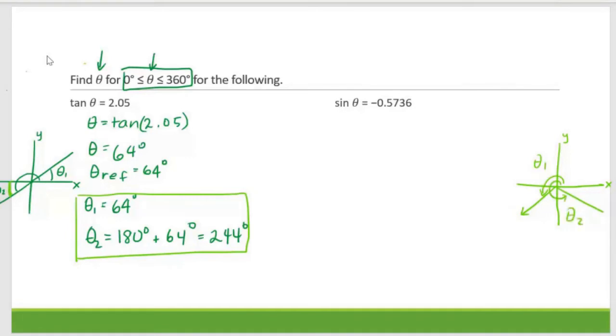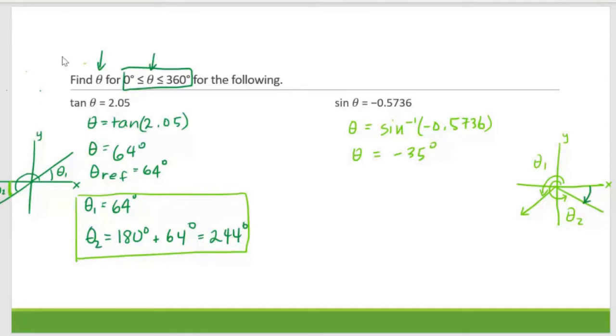Now that we're situated, we can go ahead and find the reference angle. We'll do that by taking the inverse sine of both sides. So theta is equal to the inverse sine of negative 0.5736. So theta is equal to negative 35 degrees. Again, I'm rounding far too early. Where is negative 35 degrees on our coordinate plane? Well, negative 35 degrees is here, so we're given a reference angle. And that is in fact the value of theta 2.